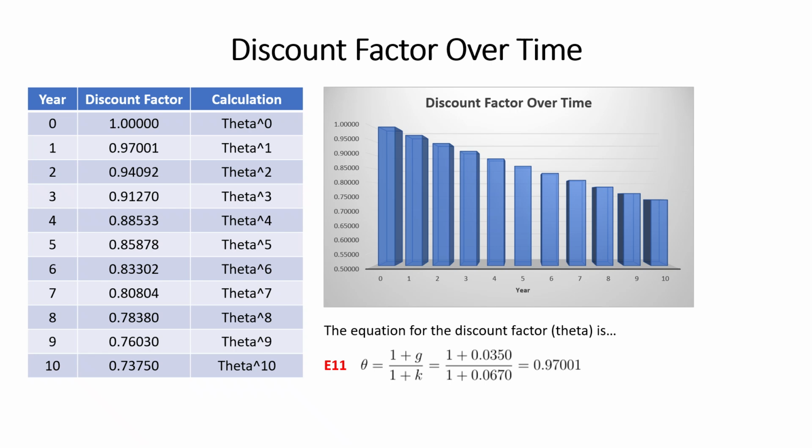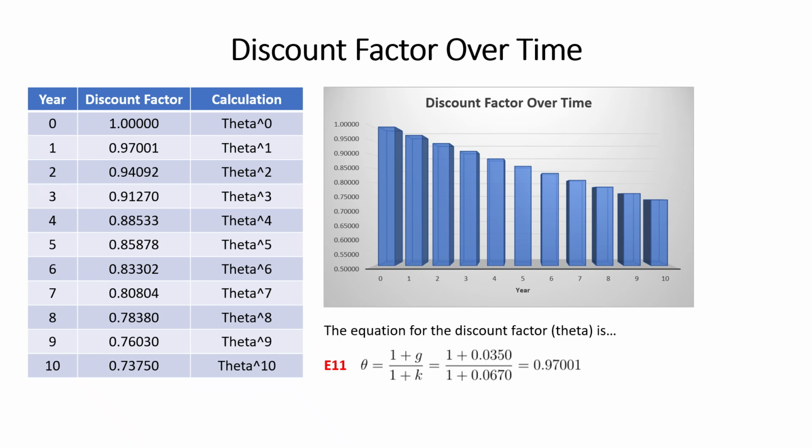Year 0, the discount factor is 1. Basically, that says if I'm currently standing at year 0, or at time 0, and get $1, what's that dollar worth? Well, it's worth $1. Same thing with year 1. If I get $1 at the end of year 1, what would I pay for that dollar today? It's approximately 97 cents. And we go all the way down.